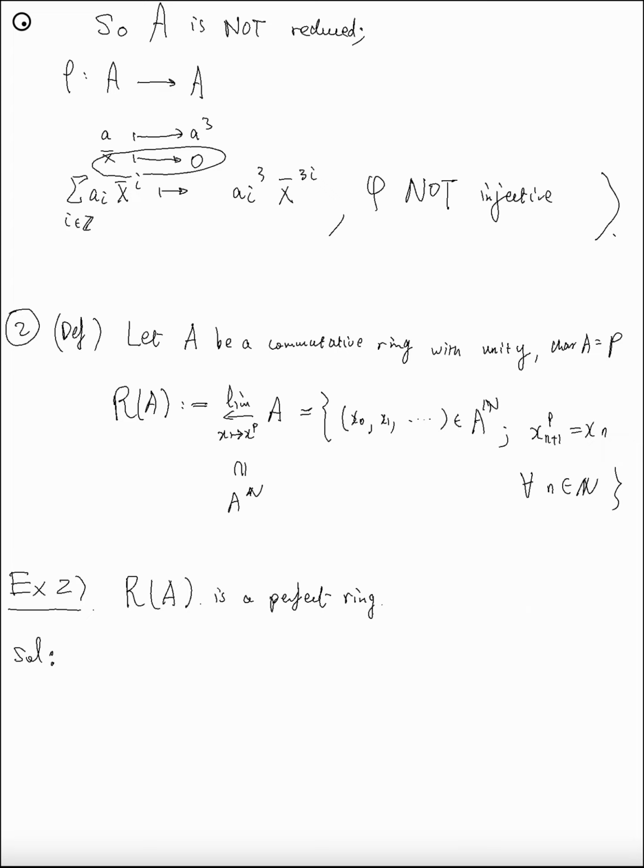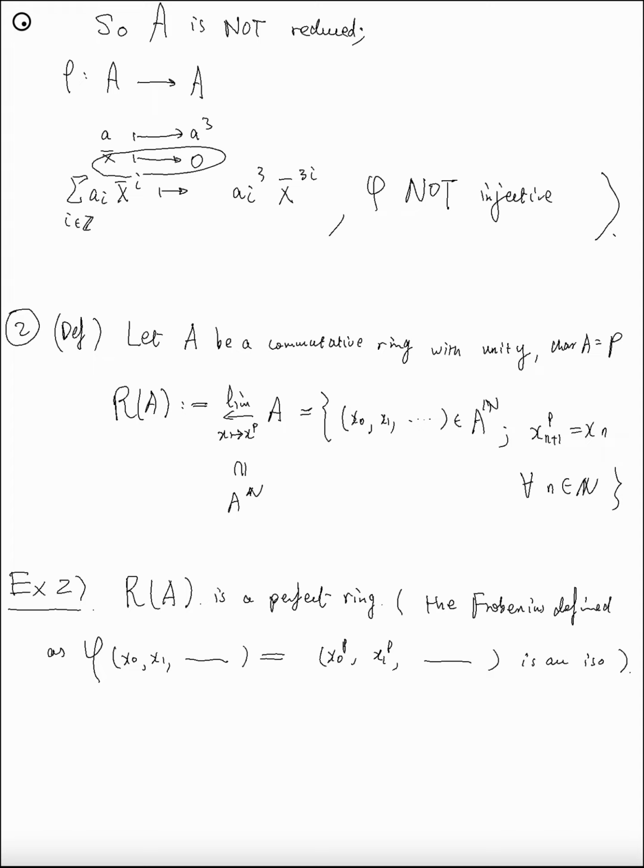So let me just prove more basic things here. I'm just going to prove that the Frobenius, defined as, for any tuple of elements, map it component-wise to the power p, is an isomorphism. That's what we really want to prove here.